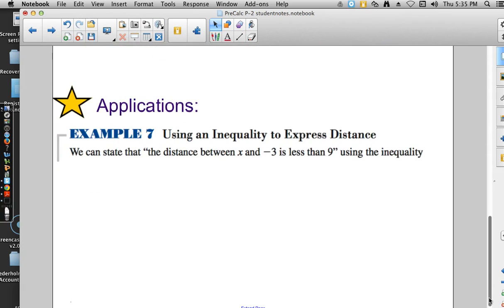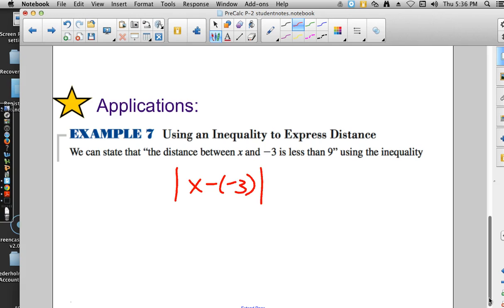So, there's got to be something that'll be a little challenging here, isn't there? Well, our applications say example 7, using an inequality to express distance. We can state the distance between x and negative 3 is less than 9 using an inequality. Well, what inequality? The distance between x and negative 3. We'd have to do absolute value of x minus a negative 3, and then it says is less than 9.